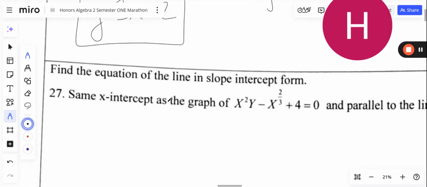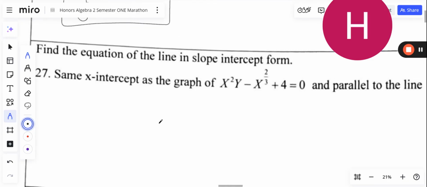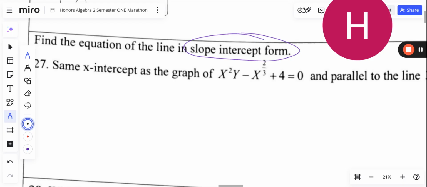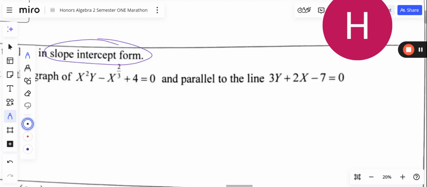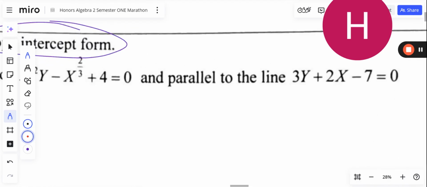Okay, let's see. The last equation of the line in slope-intercept form that we have here, definitely a little more complex this time, but don't worry about it too much. Just realize that it says it's parallel to this line. What does parallel mean? Parallel means it has the same direction, which means this line has the same slope.